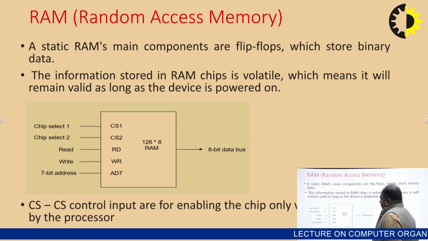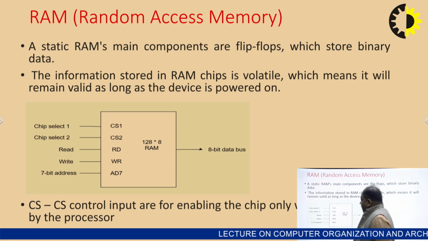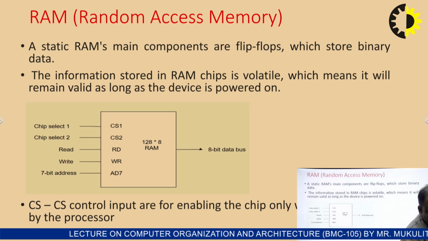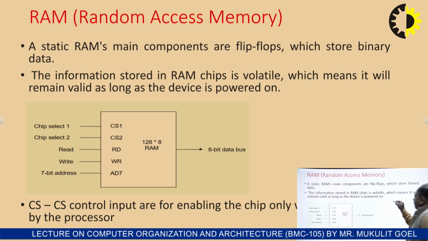And it is the structure in which we have an 8-bit data bus. The 8-bit data bus has 7 address lines. These 7 address lines come from the form of 2 raised to the power n.